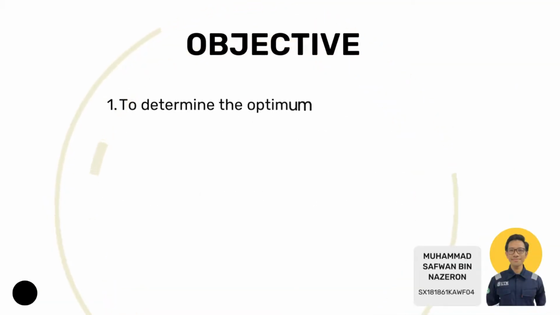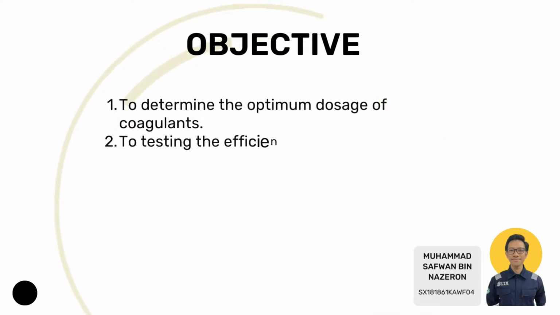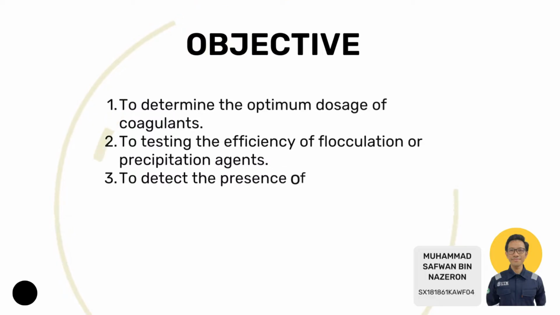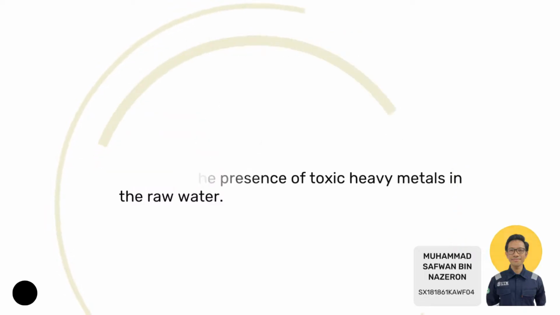Objectives: first, to determine the optimum dosage of coagulants. Second, to test the efficiency of flocculation or precipitation agents. Third, to detect the presence of toxic heavy metals in the raw water.